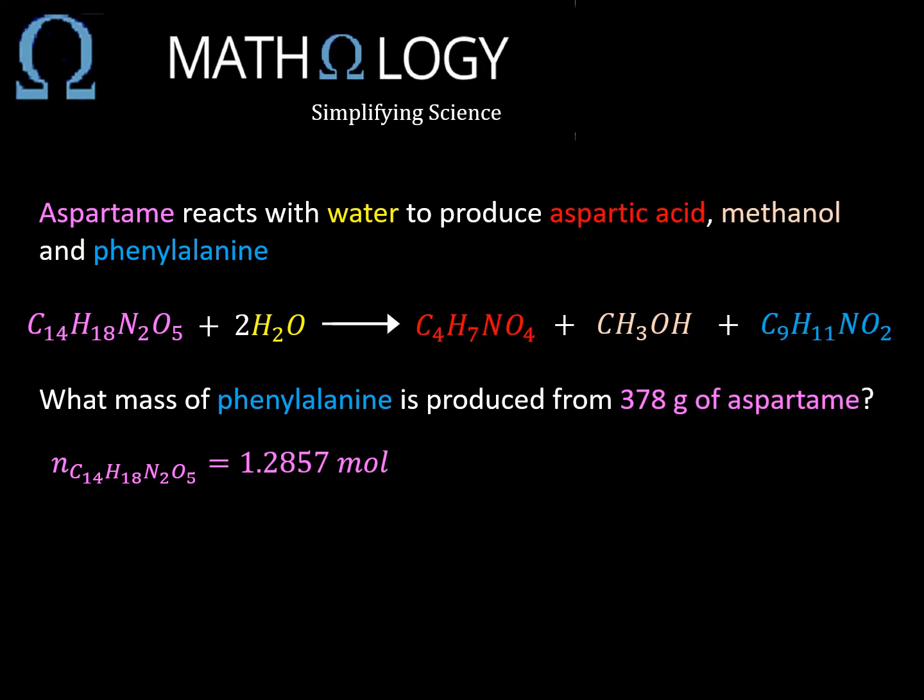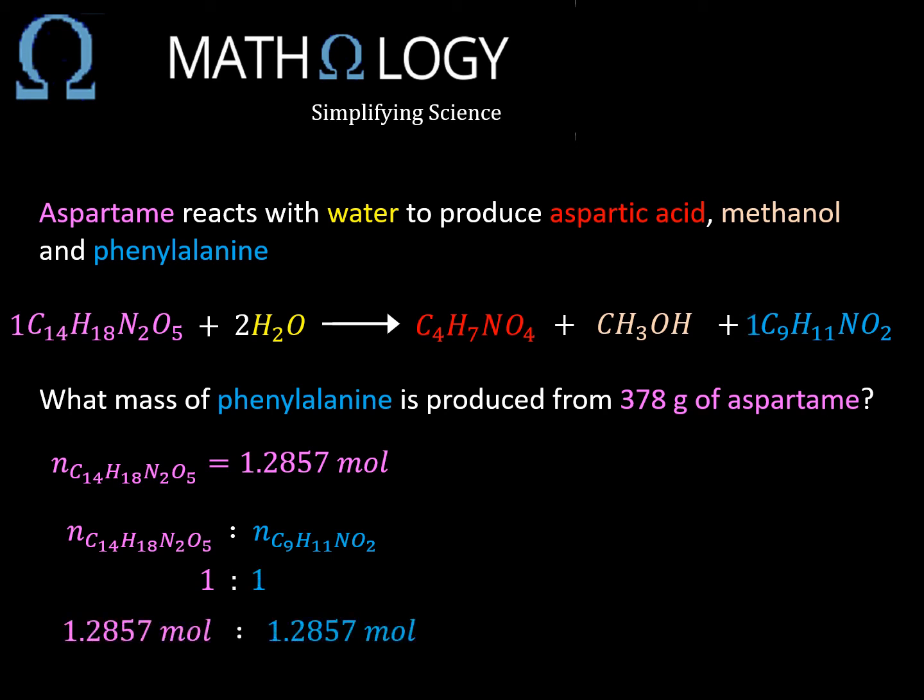Now that we have the number of moles of aspartame, we need to use mole ratio to calculate the number of moles of phenylalanine that are produced. From the balanced chemical equation, 1 mole of aspartame reacts with water to produce 1 mole of phenylalanine. Therefore, 1.2857 moles of aspartame produces 1.2857 moles of phenylalanine.